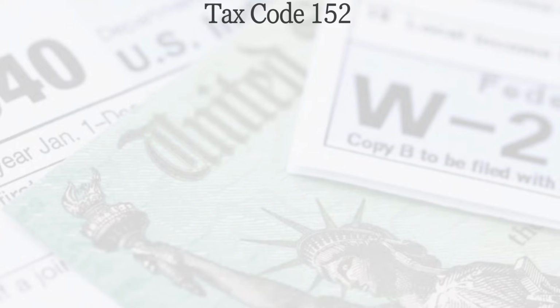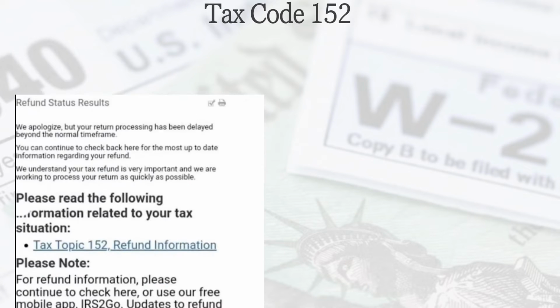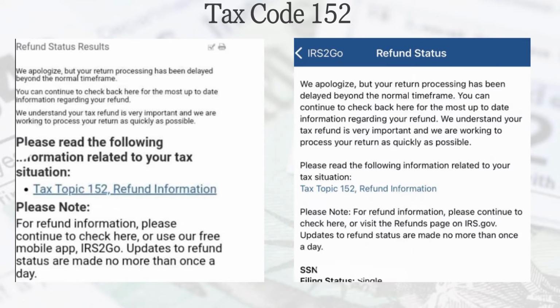So I'll touch on tax code 152, which a lot of folks are seeing when they go into their WMR, Where's My Refund, or IRS2Go app. It has a link there that says refund information. Unfortunately, this doesn't really tell you much. All 152 means is that your refund is in normal IRS processing. There's nothing to worry about. There's not much you can do.